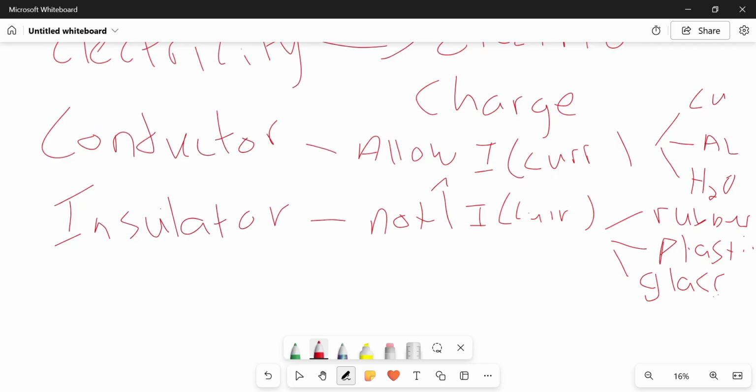Some may ask, how do birds stand on a live electric wire? Birds stand on a live electric wire because it is covered by an insulator. Normally a copper wire is covered by a plastic insulator, so birds can stay on it without being electrocuted. I hope that answers that.